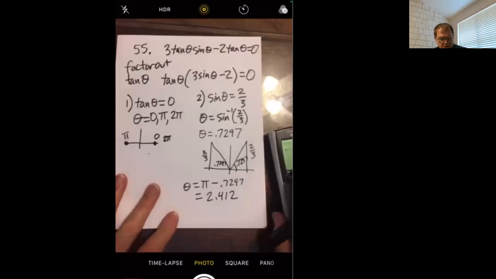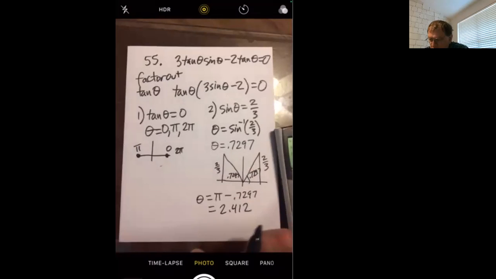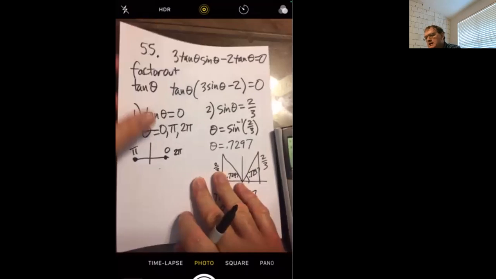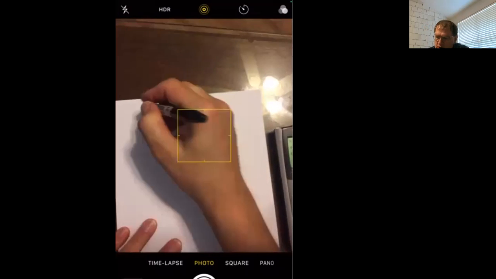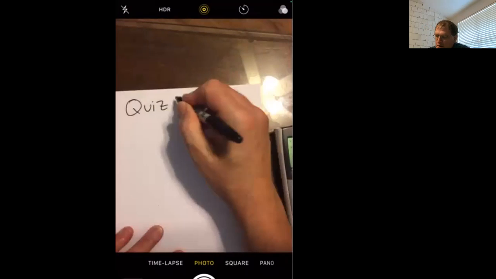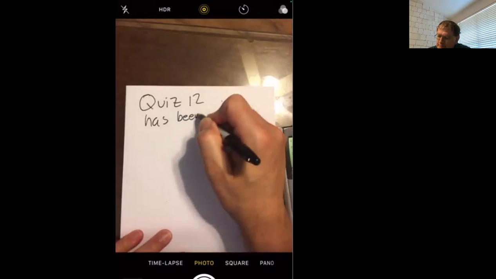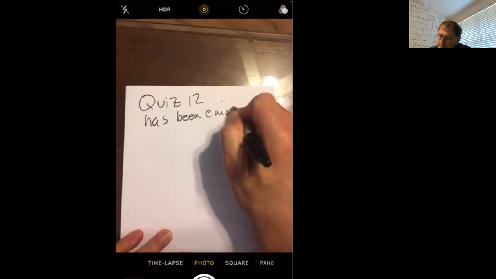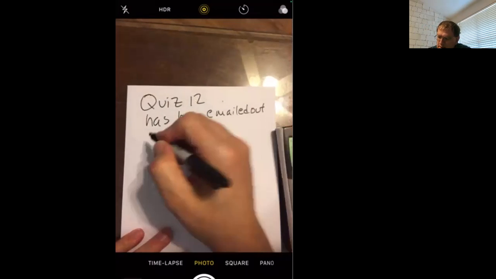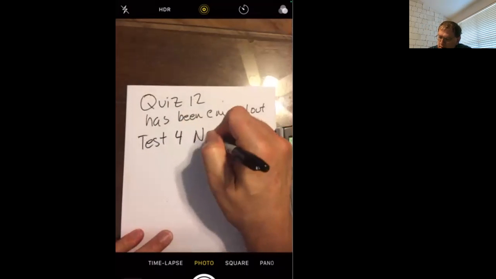That's pretty much most of them all, a few exceptions, all the sections anyway. One more section to go. Quiz 12 has been emailed out. Test next week.